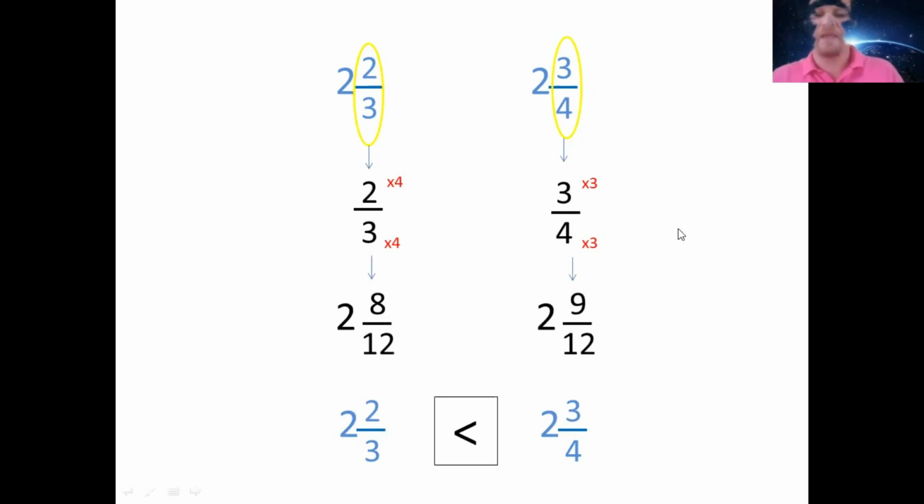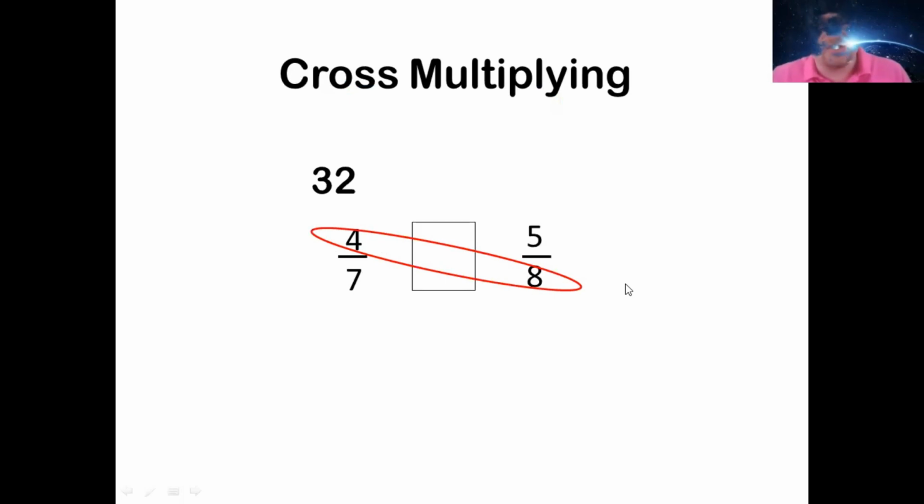All right. Another tip I'd like to give you today is cross multiply. You might be familiar with it, but let's recap. What you can do, you can cross multiply the numerator from the first fraction with the denominator from the second fraction. So for example, 4 times 8, as you can see on the screen, equals 32. 7 times 5 equals 35.